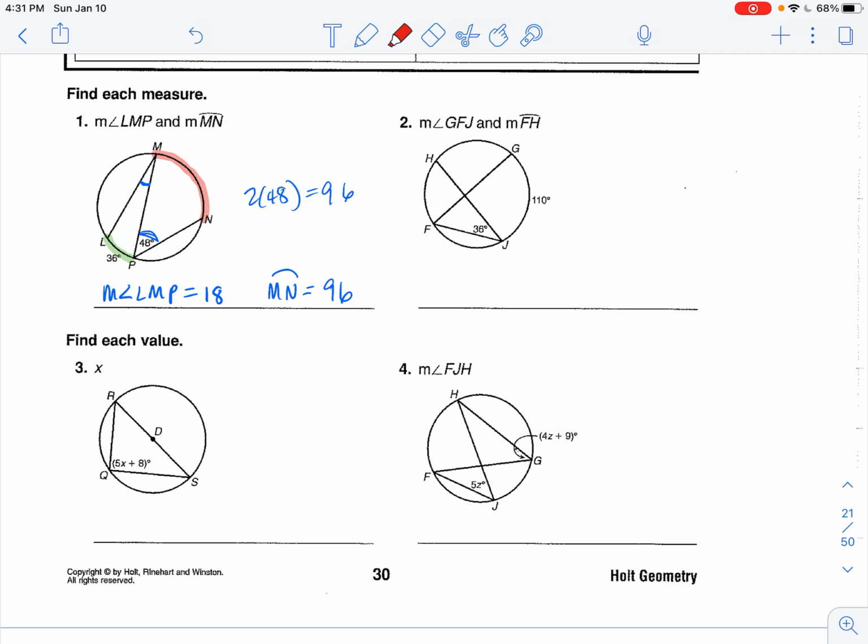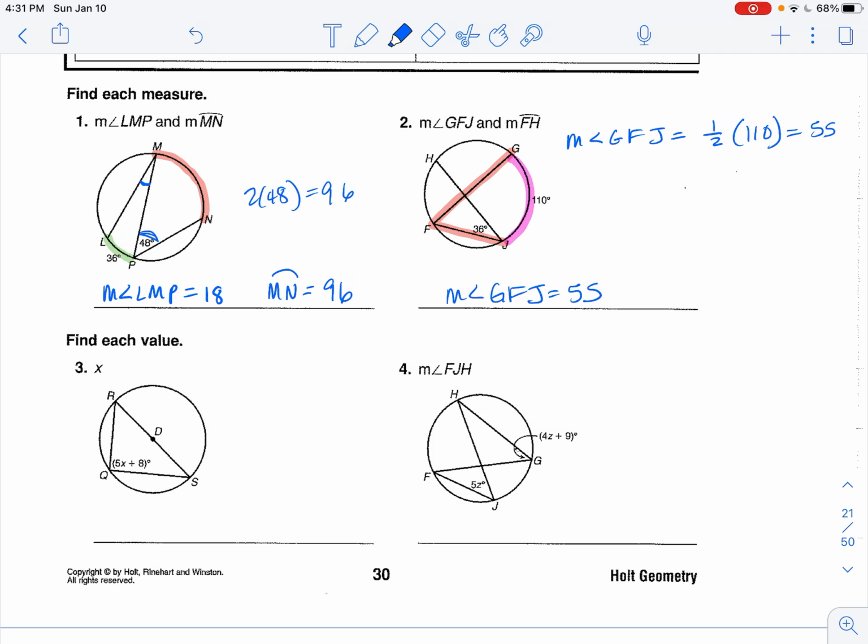In problem number 2, the measure of angle GFJ. So G to F to J, that's what we're looking for. This is an inscribed angle. The inscribed angle is equal to half the arc. So the measure of angle GFJ is equal to half of 110. Here's the arc. So half of 110, and that is 55. So the measure of angle GFJ is equal to 55.